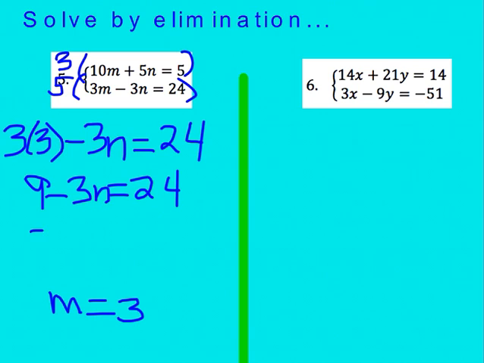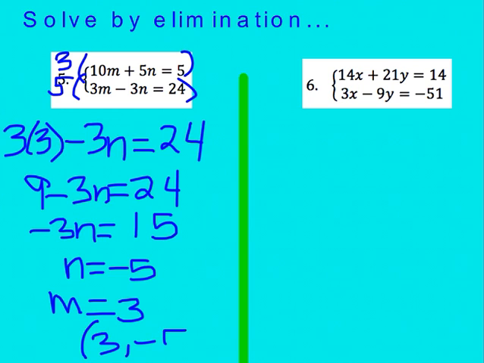So when I subtract 9 from both sides, I end up getting 24 minus 9, which is going to give me 15. Divide both sides by a negative 3, and I get that n is equal to a negative 5. Now, this isn't an x, y coordinate, so what I suggest students do is you can just write it in alphabetical order in the point. So that's 3, negative 5 as your answer.